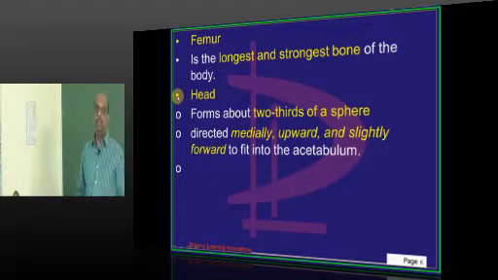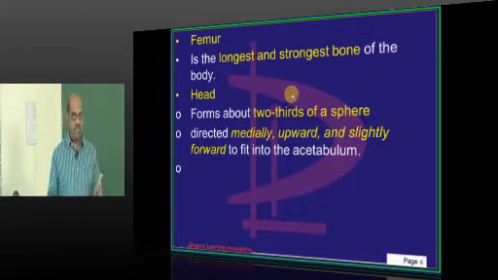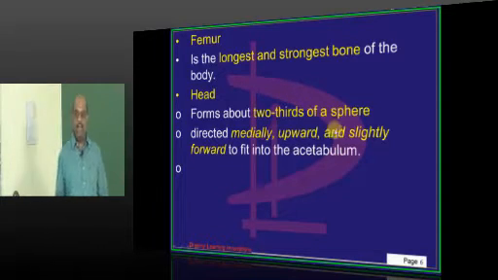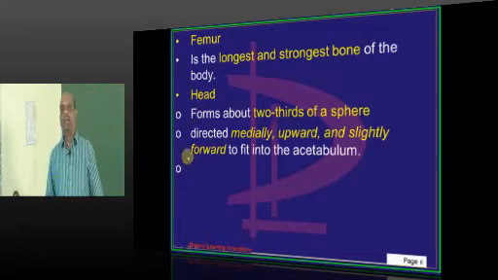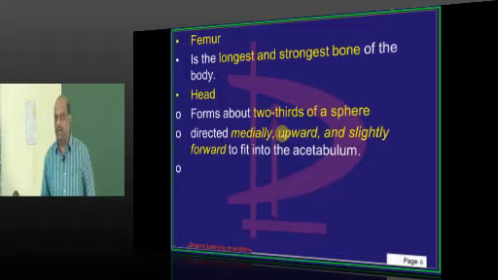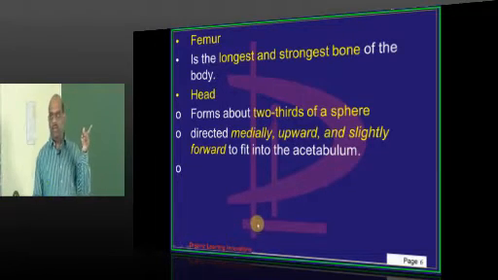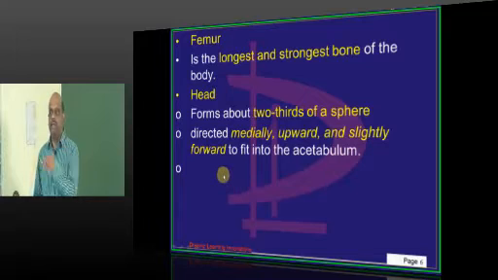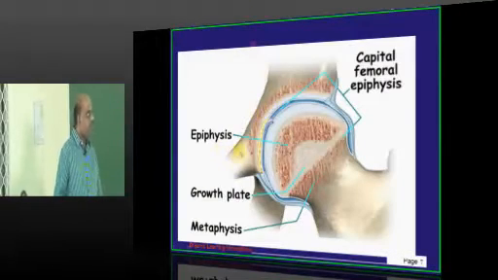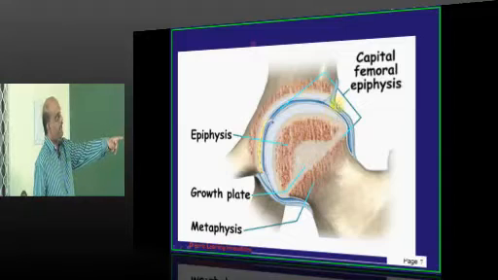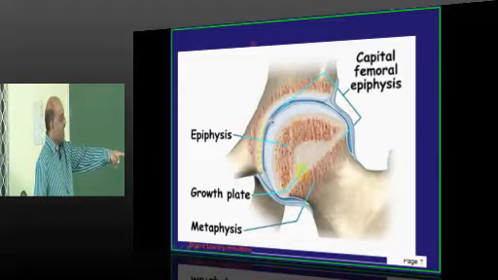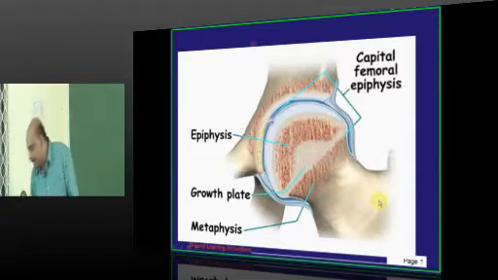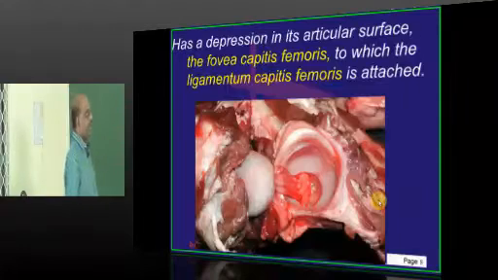Now, if you look at the femur, femur is the longest and the strongest bone in the body. Our anatomy teacher told us on the first day. The femoral head basically is 2/3 of a sphere. And how is it directed? Medially, upward and slightly forward to fit into the acetabulum. Here you have a capital femoral epiphysis and a growth plate, and the metaphysis, which is very rich in blood supply. So these are the important landmarks when it comes to the hip joint.